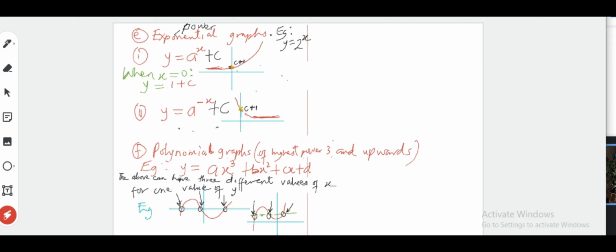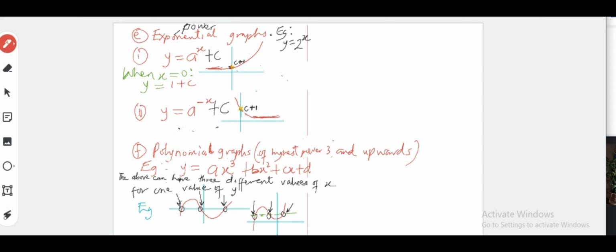The same thing we apply here. What will be the value of y when x is 0? It's the same thing, because a raised to the power 0 or minus 0, there's nothing like minus 0 or plus 0. 0 is 0. So a raised to the power 0 is still 1. Then 1 plus c will give you 1 plus c or c plus 1. So the coordinate of this place will be 0, c plus 1.